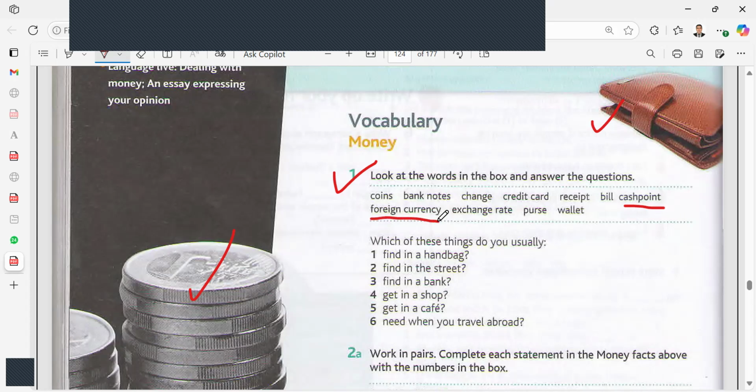طيب Right. Foreign currency. If you want to change riyals to dollars, American dollar for example, or riyals to Egyptian pounds, اللي بنسميها العملة الصعبة, يعني change your money to another currency. If you go abroad, travel abroad, you need foreign currency with you.